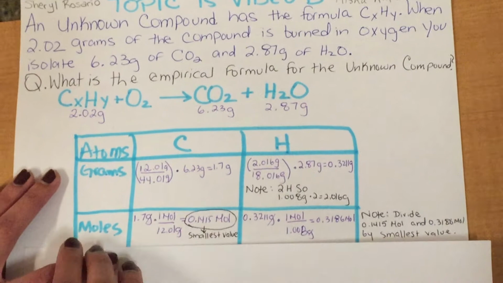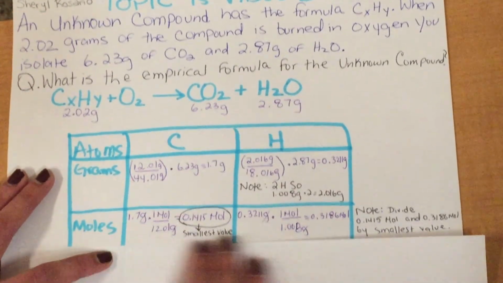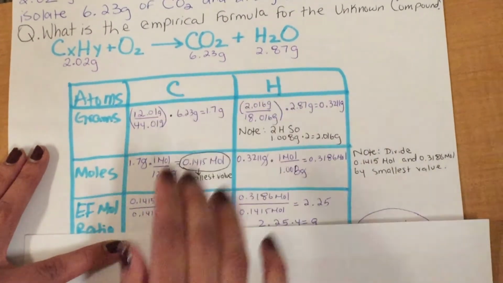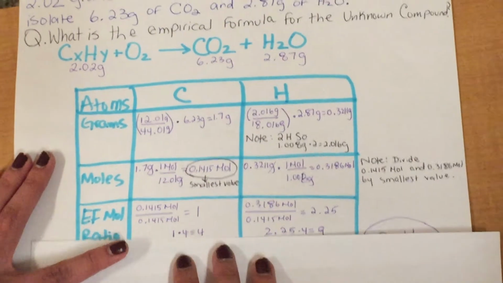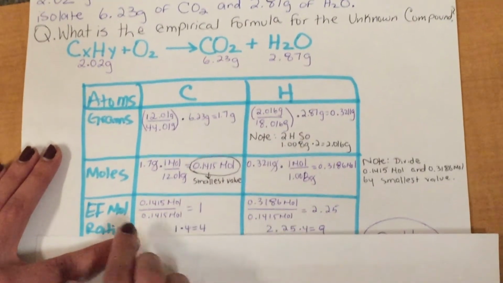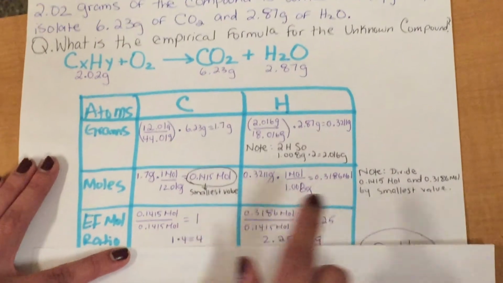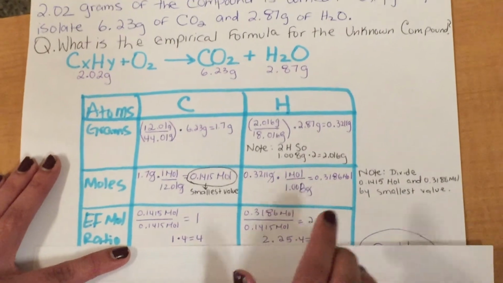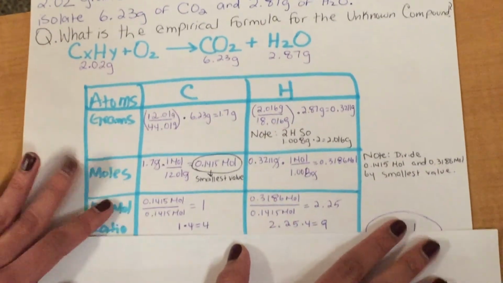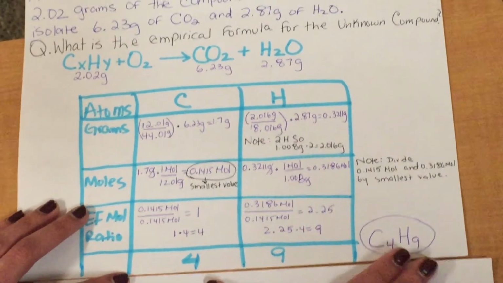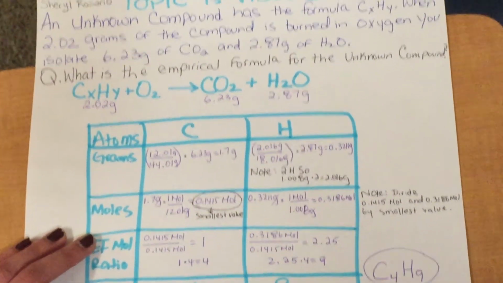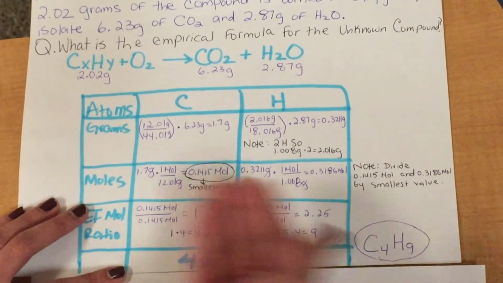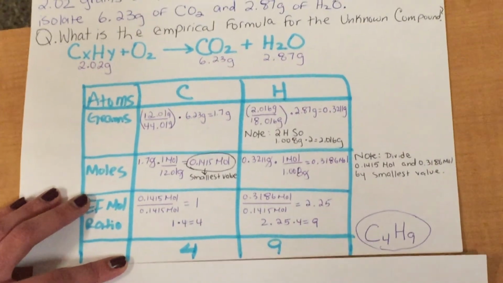Then to obtain the empirical formula, we need to obtain the smallest ratio, and to do this, we divide each of the moles by the smallest value. The smallest value here is carbon, so we divide 0.1415 by 0.1415, and we obtain the value of 1. Then for hydrogen, we divide 0.3186 by 0.1415 moles, and we get 2.25. Now, in order to get the empirical formula, it has to be with whole numbers. So to get this, we have to multiply 1 times 4 and 2.25 times 4, which equals 9. So our empirical formula ends up being C4H9.